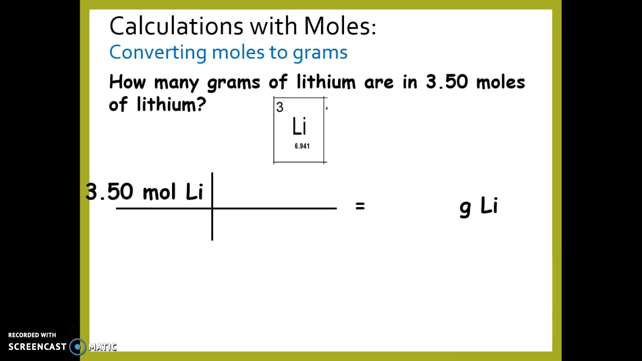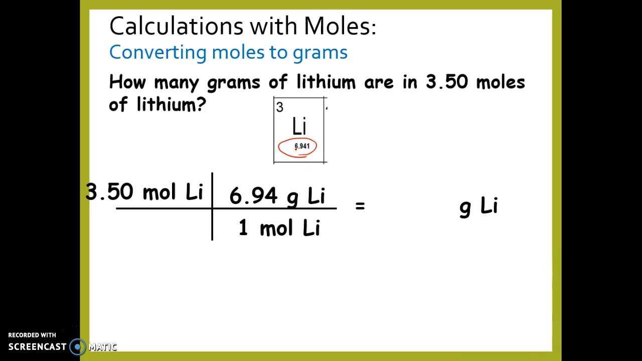Because grams is one of our units, we're going to need the molar mass. We're going to need the atomic mass from the periodic table to get that. So the unit we're given goes in the bottom, and that's moles. So 1 mole always goes with that. The unit we're finding goes on the top, that's grams. And the number that goes with that is 6.94 grams of lithium because that's from the periodic table. We see that right here, 6.94.